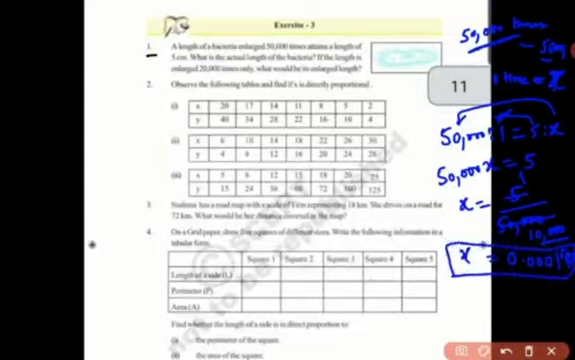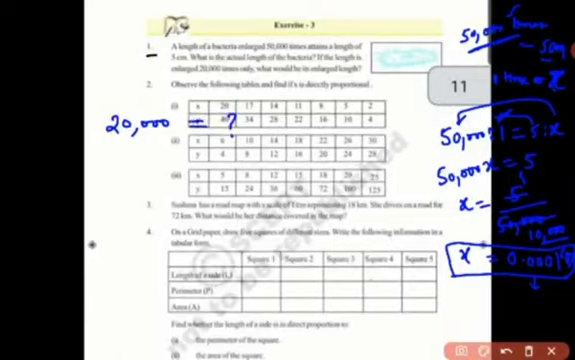Okay, when it is enlarged 50,000 times, that means you are multiplying this with 50,000, so you will get 5 centimeter. You want to check, you can verify that. Okay, now coming to the next part of the question, it is given if the length is enlarged 20,000 times only, what would be the enlarged length? Before it was 50,000, now they are saying if it is enlarged 20,000 times, what is the length?